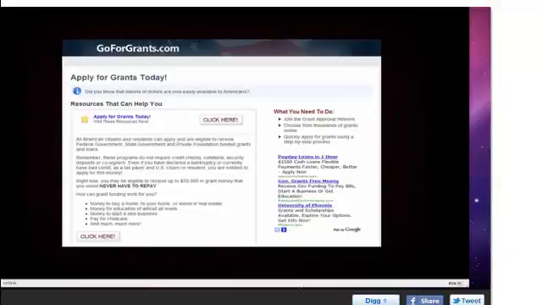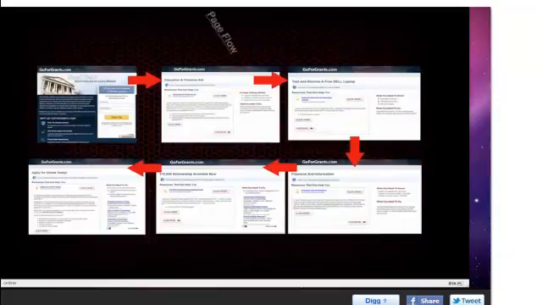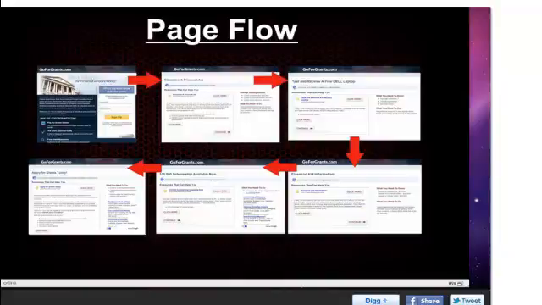And then you finally get to the grants page, and then you have AdSense here. That's another form of monetization. We'll talk about that in Vegas. And then, of course, the grant CPA offer. That's how they're finally doing it. So here's the basic page flow. It's the landing page, a grant.